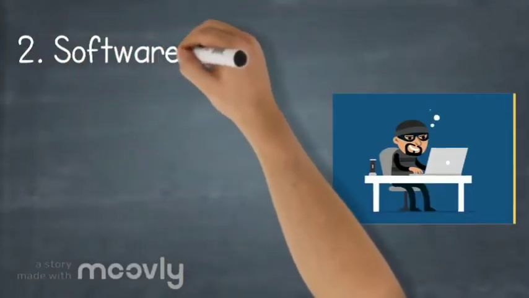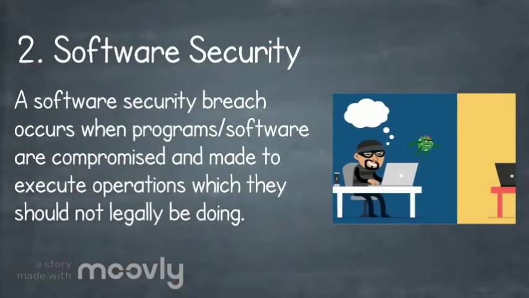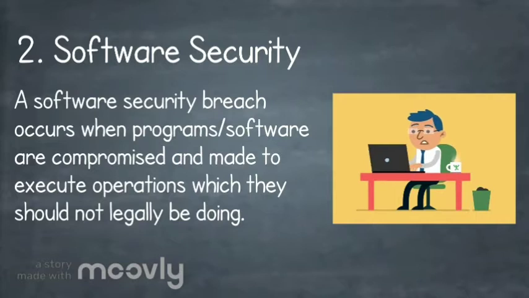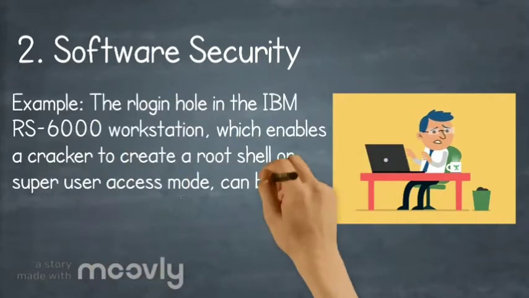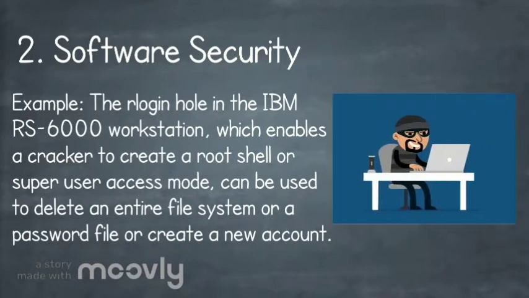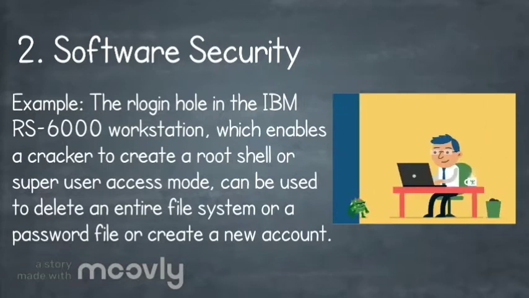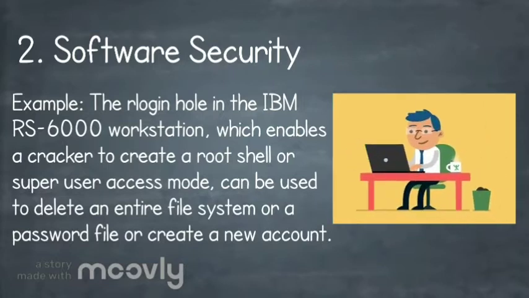Two, software security. A software security breach occurs when programs or software are compromised and made to execute operations which they should not legally be doing. Example, the rare login hole in the IBM RS-6000 workstation, which enables a cracker to create a root shell or super user access mode, can be used to delete an entire file system or a password file or create a new account.